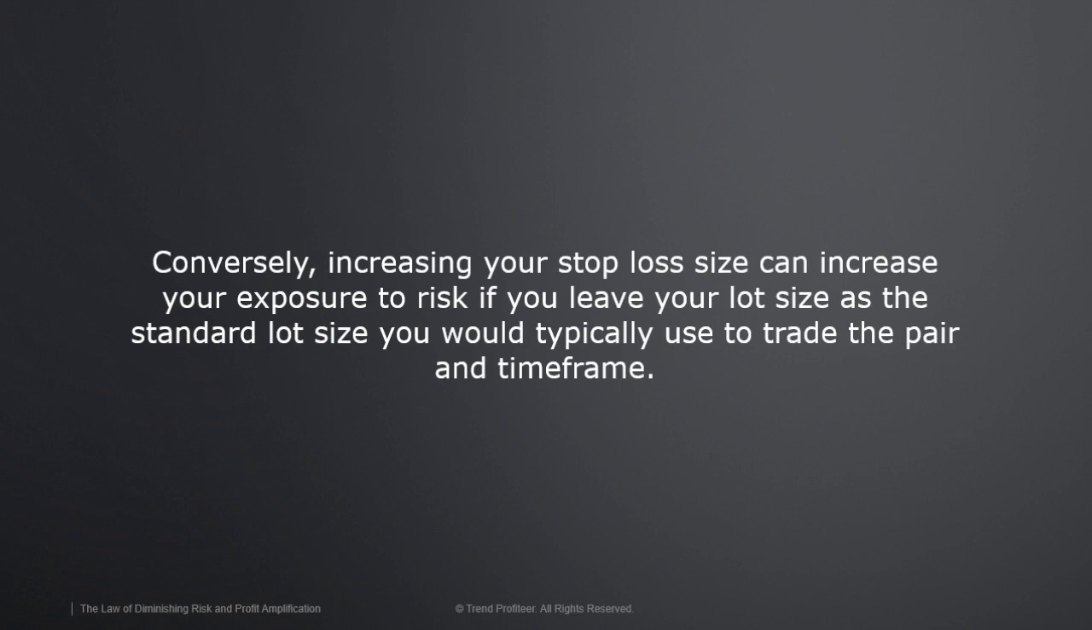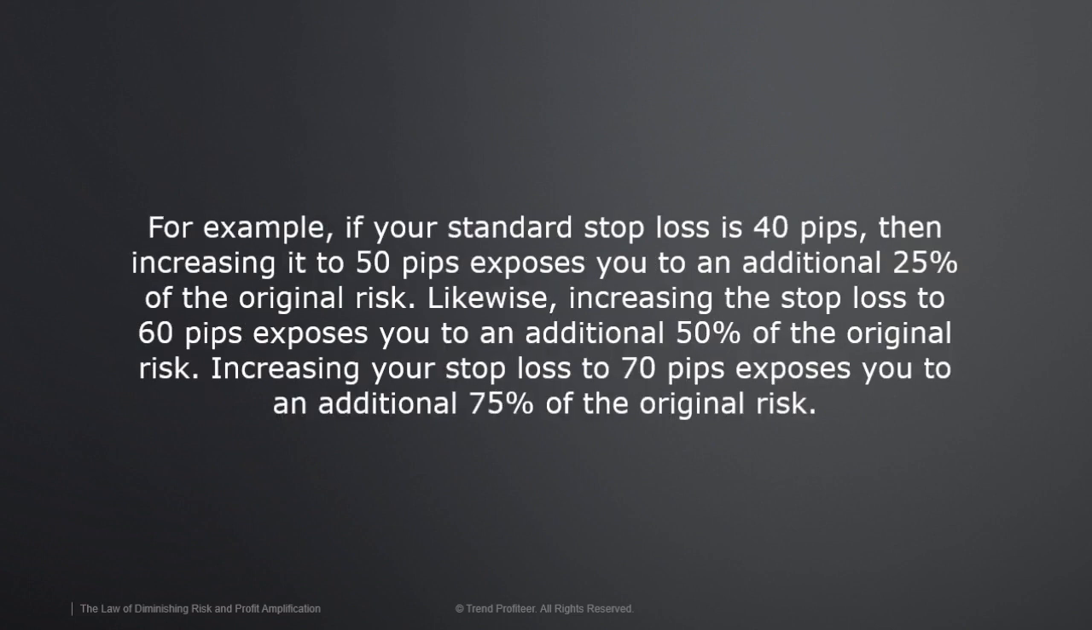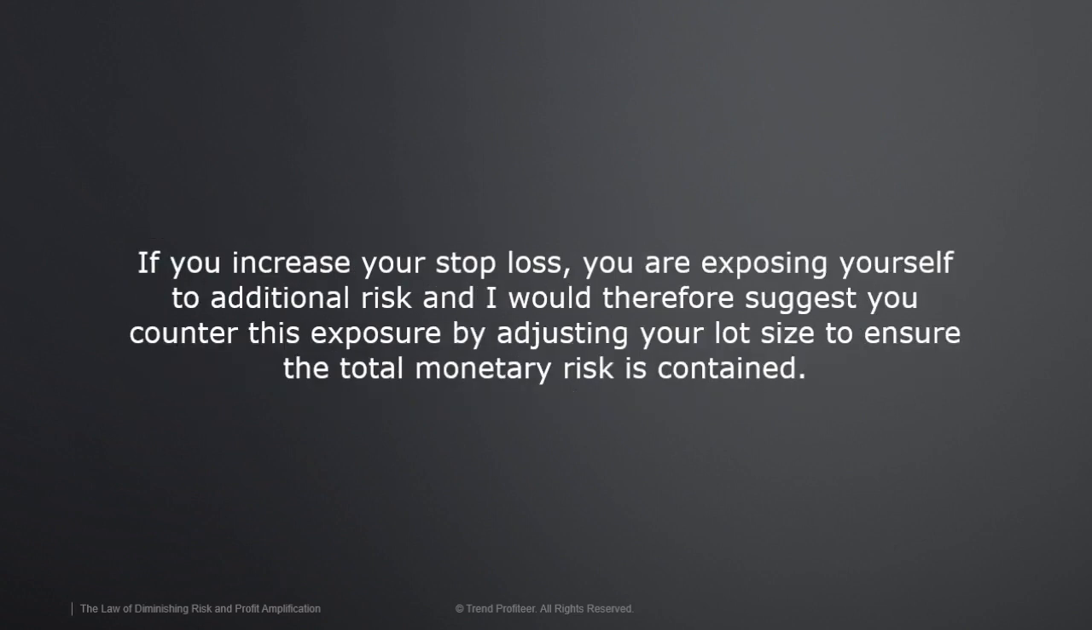Conversely, increasing your stop loss size can increase your exposure to risk if you leave your lot size as a standard lot size you would typically use to trade the pair and time frame. For example, if your standard stop loss is 40 pips, then increasing it to 50 pips exposes you to an additional 25% of the original risk. Likewise, increasing the stop loss to 60 pips exposes you to an additional 50%, and so on. So increasing your stop loss to 70 pips exposes you to 75% of the original risk in addition.